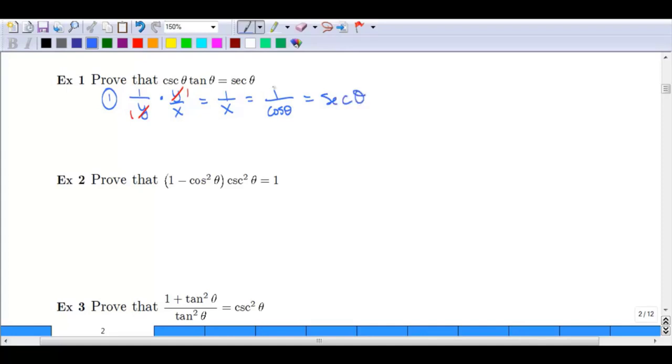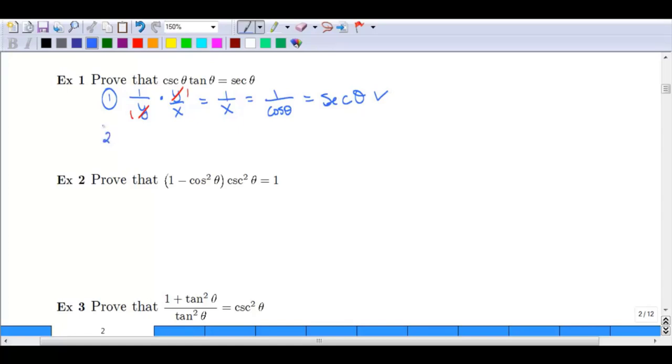So in this case we're not necessarily trying to manipulate both sides. We can do that if we want to, but it's a little bit easier if we just stick with the more complicated side and try to get to the simpler side. And in this case we did. We got to secant of theta and everything worked out okay.